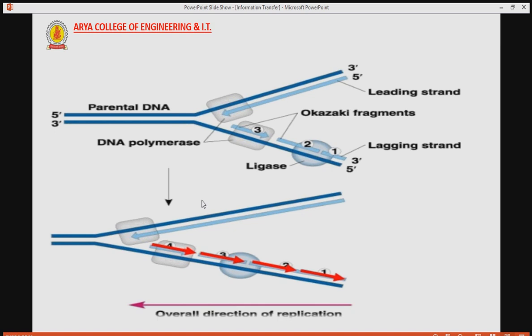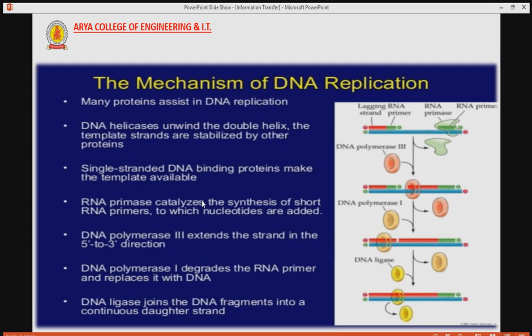So this is the overall process by which a parental DNA replicates into two new DNA molecules, called daughter DNA, in which one strand is from the parent and the other is a new strand.